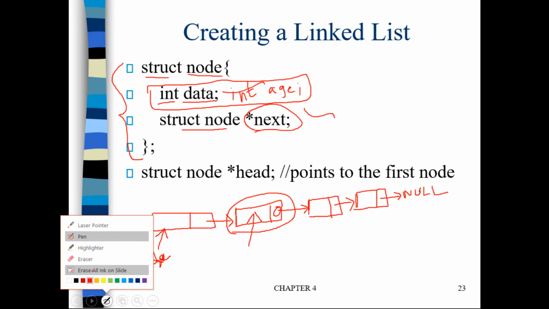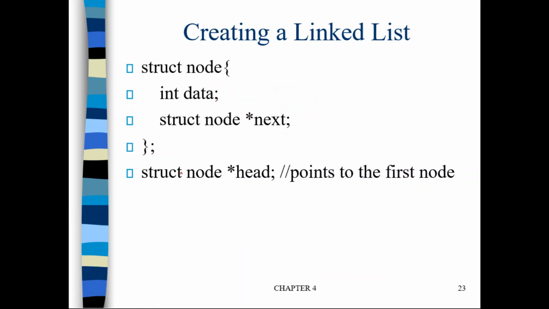This is how the node data structure can be implemented. Next, you can see here, as we already discussed, the head node should always point to the first node.